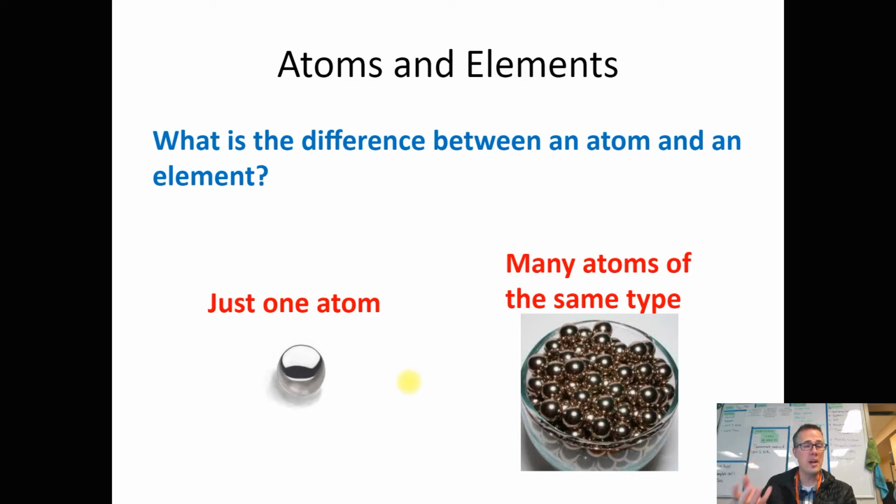If you have a whole bunch of the same type of atoms, so like for example, a whole bunch of sodiums or a whole bunch of hydrogens or a whole bunch of nitrogens, whatever, it doesn't matter, that we would call element. Element just means many of the same type. Pause this video if you need to add those to your notes still.